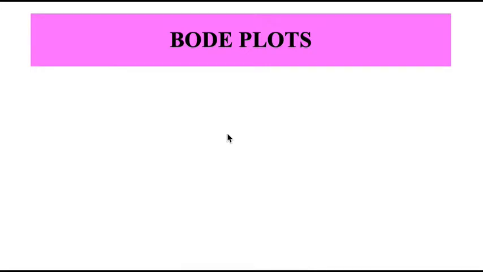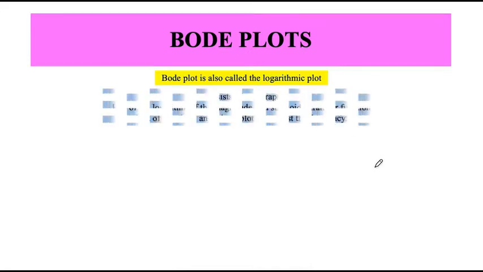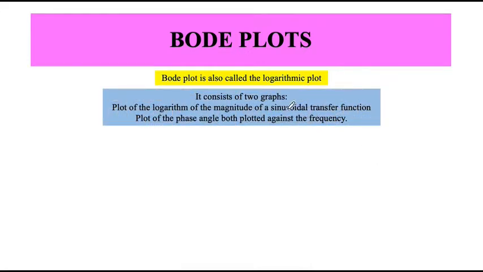So what we will do today is look at a little easier way of doing this. That is the Bode plot, which is also called the logarithmic plot. I guess somewhere in circuits you might have encountered this. It consists of two graphs. Again, we start with the sinusoidal transfer function. First we plot the logarithm of the magnitude against the frequency, and also the phase angle against the frequency.